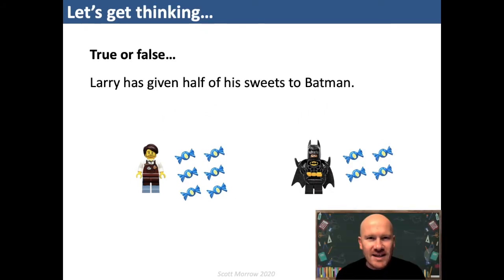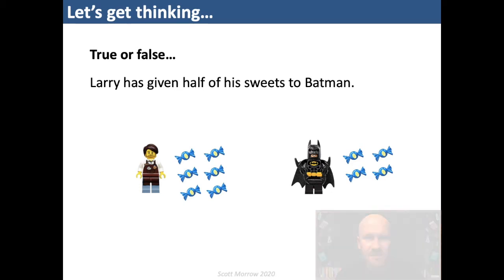To begin with, let's get thinking. Here we've got Larry, and you can see that Larry has given some of his sweets to Batman, and I want you to decide whether you think the following statement is true or false. Larry has given half of his sweets to Batman. So once again, I'd like you to pause the video for a couple of minutes, discuss with your partner, and then share your thoughts with the class.